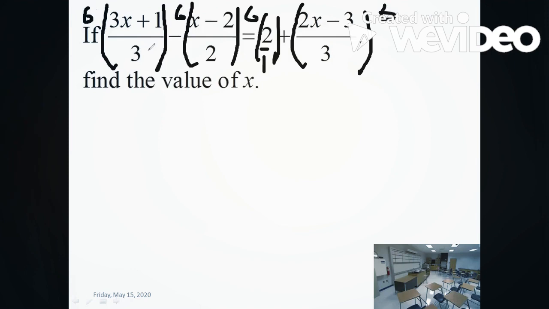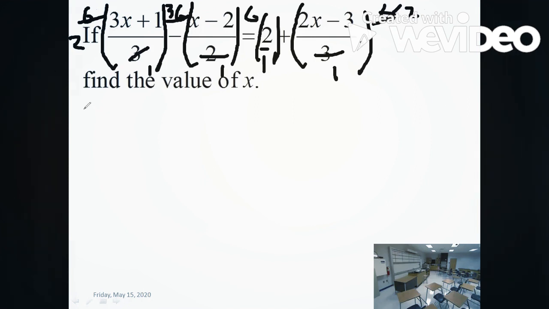And then we cancel. 3 into 3 goes 1. 3 into 6 goes 2. 2 into 2 goes 1. 2 into 6 goes 3. Well, 1 times 6 gives you back 6. 3 and 3 goes 1. 3 into 6 goes 2. All right? You notice all the denominators will have 1. So we can ignore that.